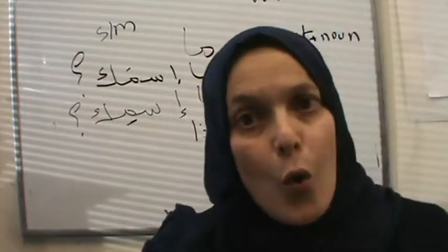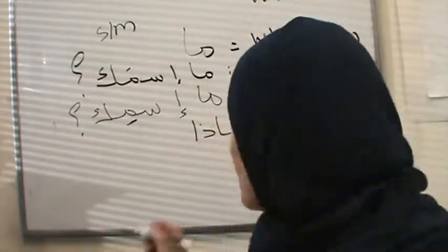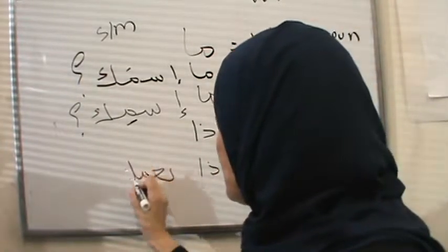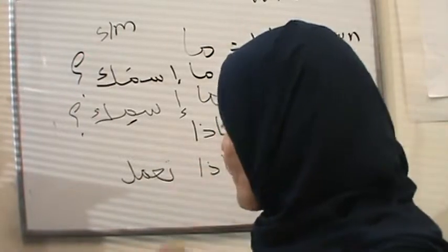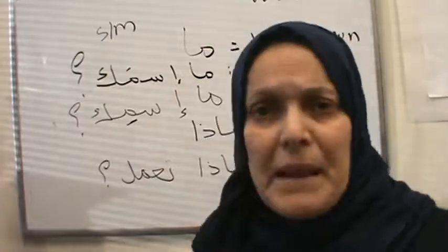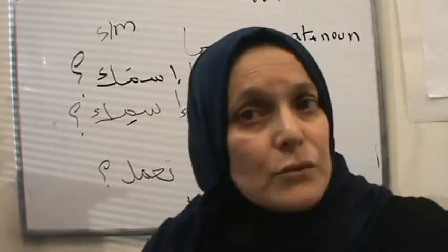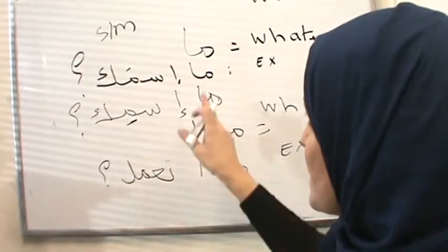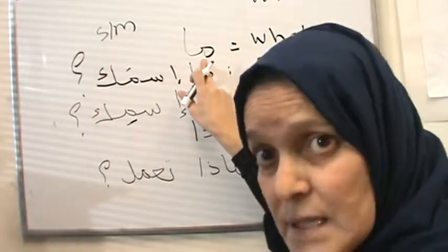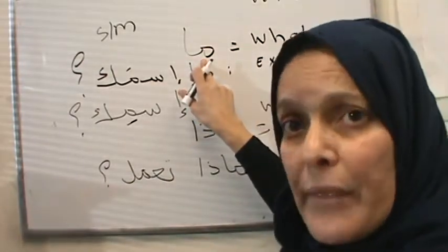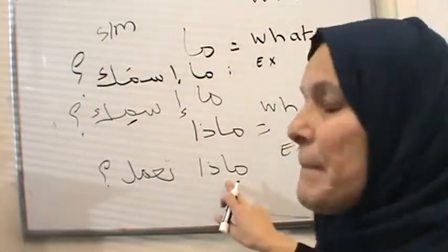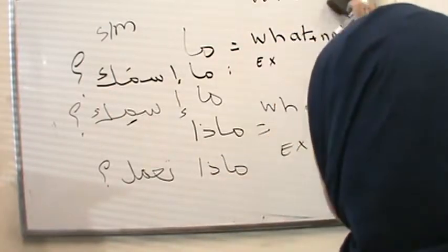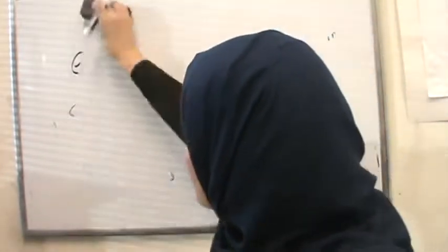Example, in English we would say, what do you work? Madha ta'mal. The verb amal is to work. Madha ta'mal. Someone says, Ana a'mal doktor. So, ma is a what that goes only with nouns. Madha is the what that goes with verbs. Okay? Now, I'm going to move to where.